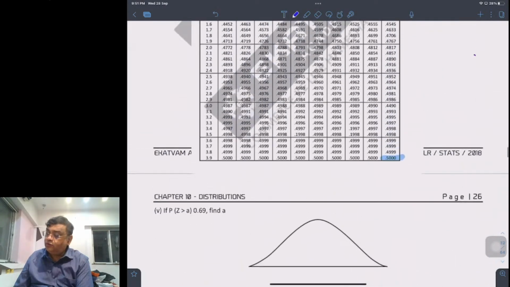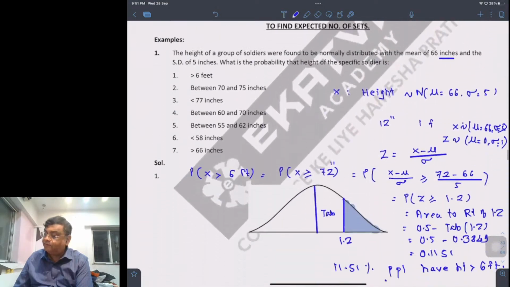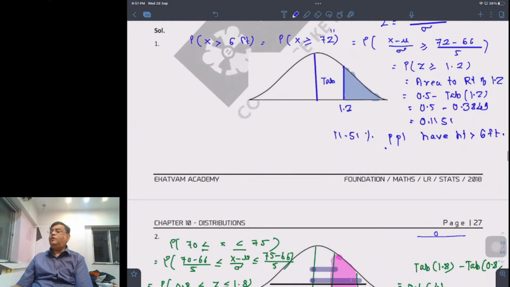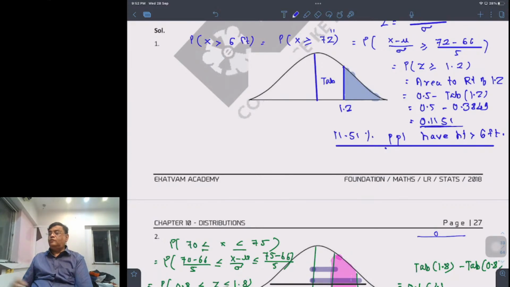But if we look at the table value for 1.2, it is 0.3849. And therefore 0.5 minus 0.3849 comes to 0.1151. This 0.1151 is the probability that you want. But what is the interpretation of that? What is the meaning of that? It means 11.51% area is to the right, so that many people have a height of more than 6 feet. Is that clear? We are sure you understood.